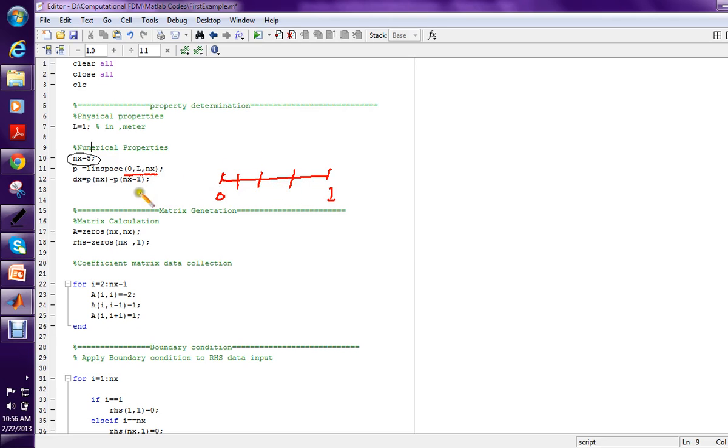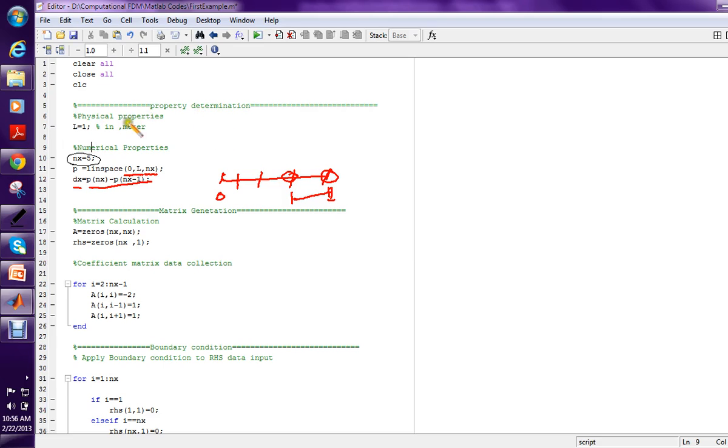Okay, so what is the distance between two successive nodes? dx is equal to P(nx), so P(nx) means we'll get the vector P, right? Because we'll get five nodal values. So P(nx) means 5, and then minus P(nx minus 1). If we find the difference between these, then we get the difference between two successive nodes. So dx equals the difference between two successive nodes. Okay, so this is our physical property determination.